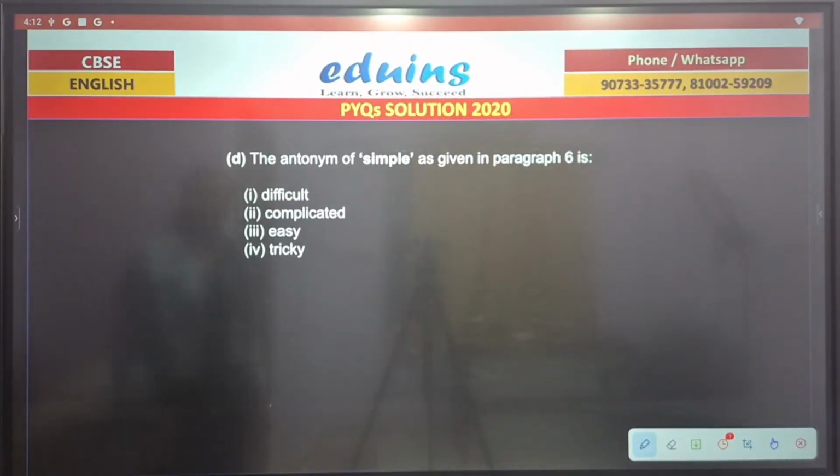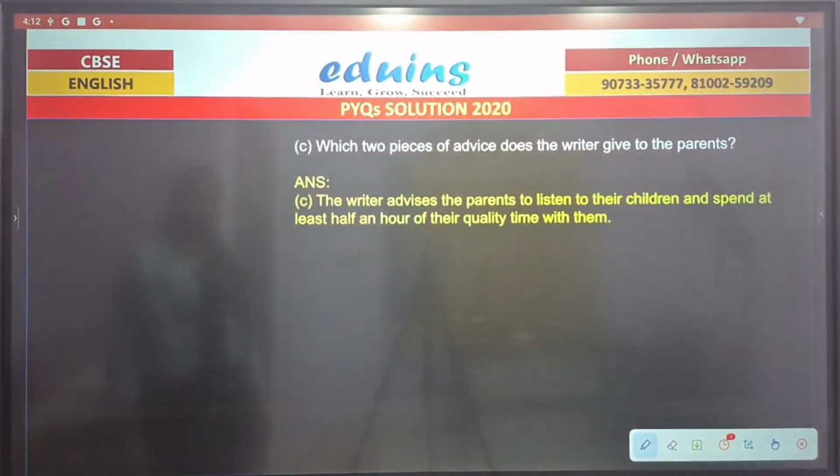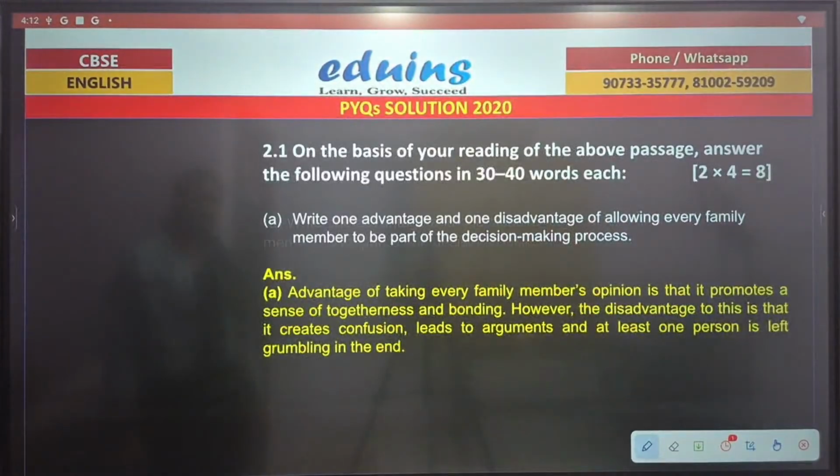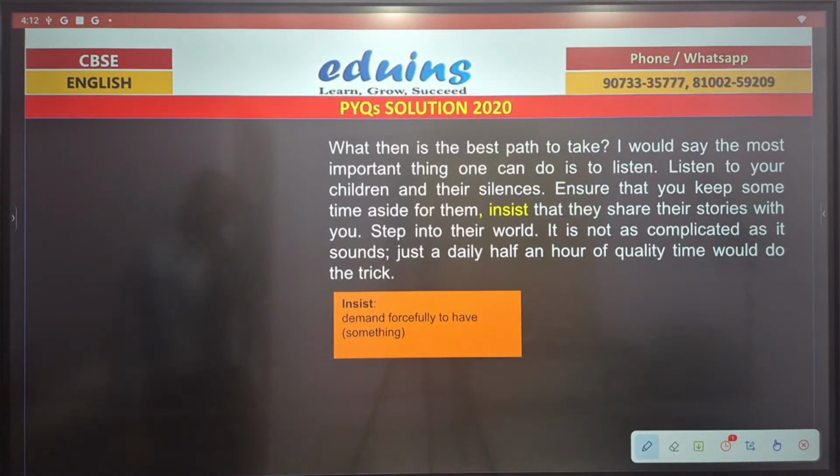Antonym. Again, antonym in paragraph number 6, simple. Let's move on to the paragraph. This is the sixth paragraph. What then is the best path to take? I would say the most important thing one can do is to listen. The antonym we have to mention is simple. So what then is the best path to take? I would say the most important thing one can do is to listen. Listen to your children and their silences.